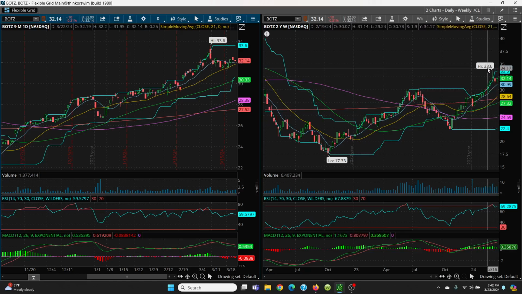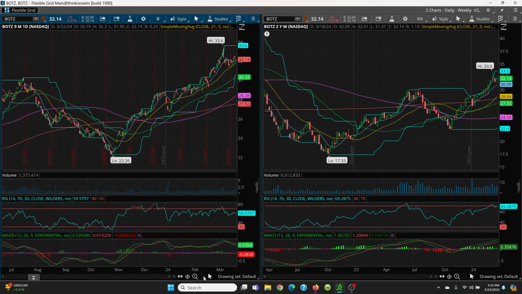Now, again, if you can break out of that 33.60, well, your next target is obviously going to be 40, and then maybe even possibly 50. So, again, this is a nice, easy way to trade all the AI sector here on pretty much the cheap. Okay. All right.